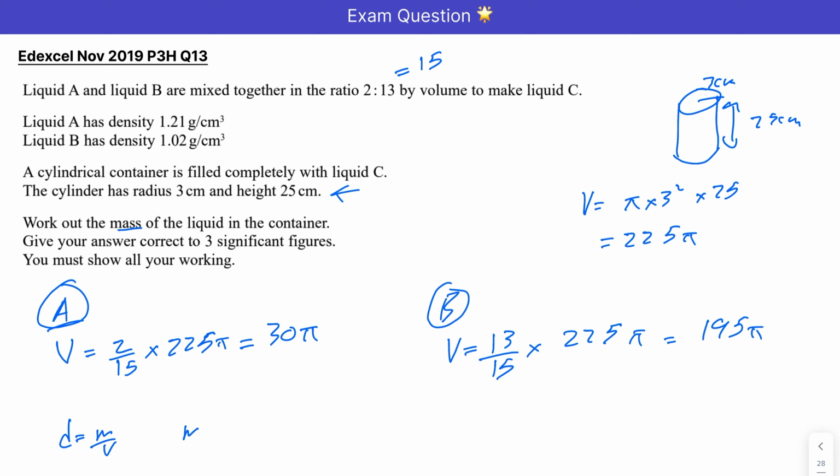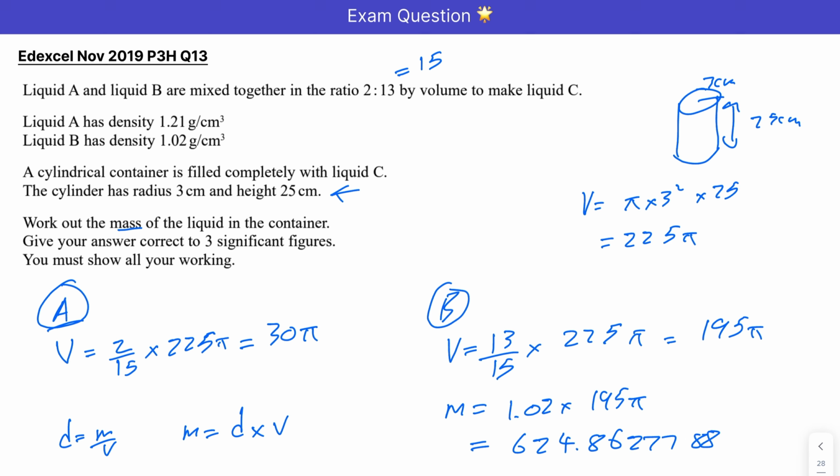So it's just going to need the density times volume. So total, what is the mass of A and B is all we need now. So the mass here is going to be density, which is 1.02 times 195 pi. So times that by 1.02, and that gives me 624.862778. And if I find the mass of this one, because both of them are mixed together, we just need the mass of both of them, and we get our answer.